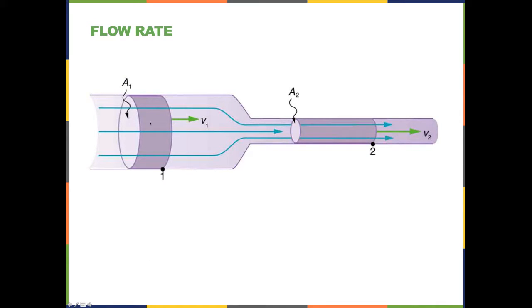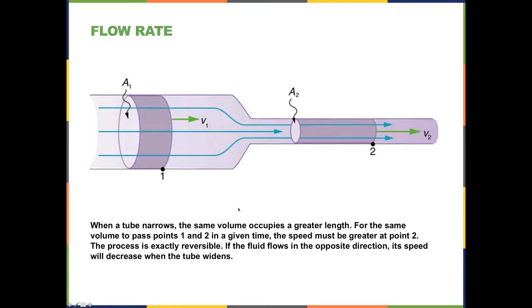Now, when a pipe changes cross-sectional area, if the area gets smaller, then this distance, D, has to get larger. And in order for that to happen, the velocity has to increase. So when a tube narrows, the same volume has to occupy a greater length. For the same volume to pass point 1 and point 2 in a given time, the speed has to be greater, or the velocity has to be greater at point 2. The process obviously is reversible.